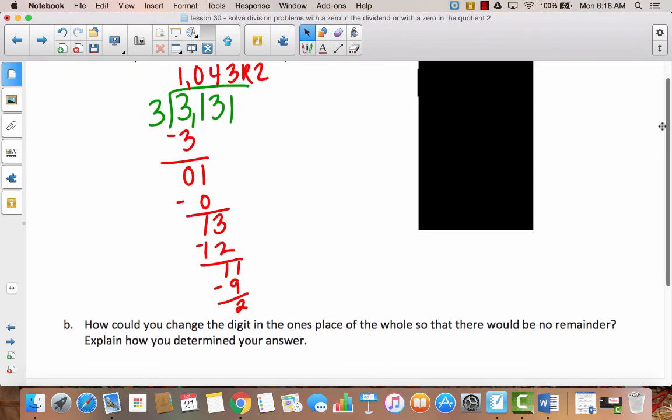Now, when I took a look at problem B, and I hope that you went ahead and read this, it said, how could you change the digit in the ones place of the whole so that there would be no remainder? So they're talking about this right here. How could we change this digit so that we wouldn't have a remainder of 2? So I went back to what caused that remainder of 2. When I added that 1, this became 11, and 11 is not a multiple of 3. What would make this a multiple of 3?